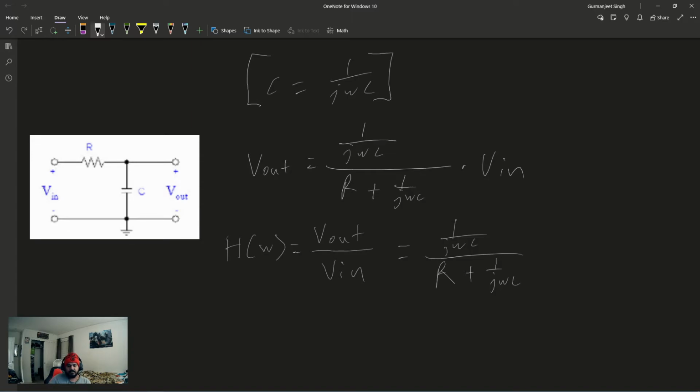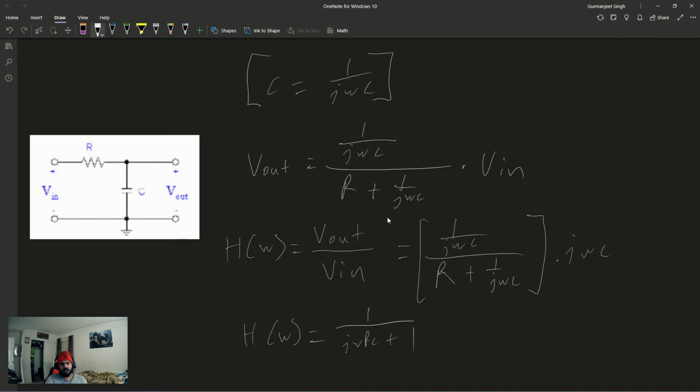So to simplify this, what we're going to do is just multiply the whole thing by j omega c. And this should in turn give us a final transfer function of 1 over j omega RC plus 1.